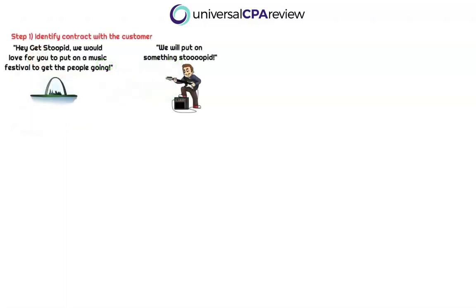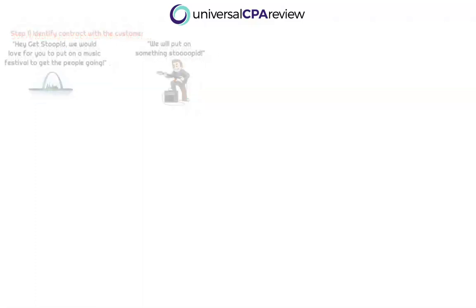But the first step to the 5-step approach has already been cleared by Get Stupid. They have identified the contract with their client. So this is going to be the city that wants to put on the music festival to increase tourism, hospitality, all that good stuff. So step number 1 is complete related to this 5-step approach. They've identified the contract with the customer.